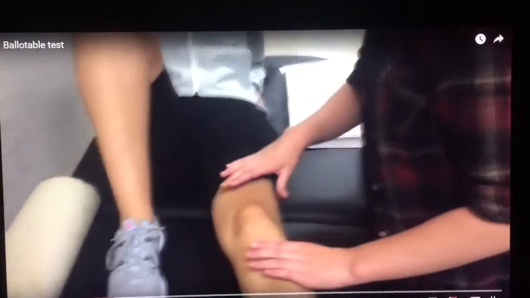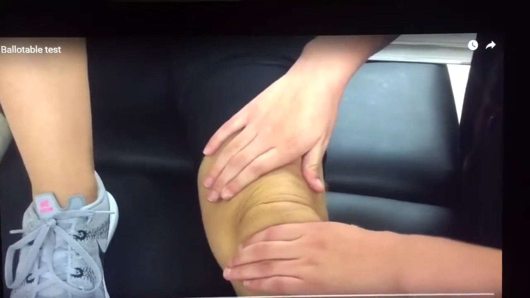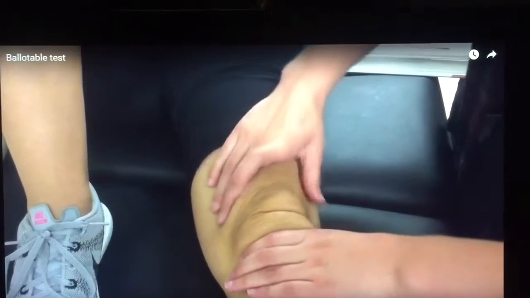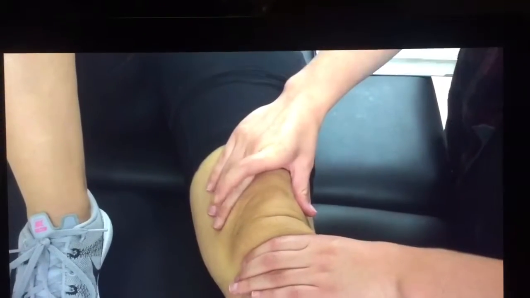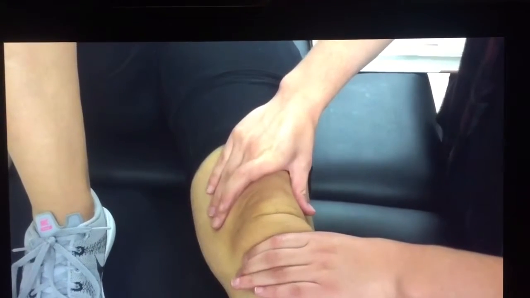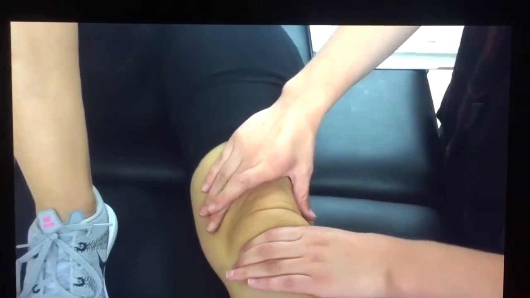This is the patellar test. The patient will be in a relaxed position, and you will push towards the middle to have the excess fluid go out. To see if the patella is floating, you will press down in the middle, and if it is floating, it will pop back up, and that will be a positive.